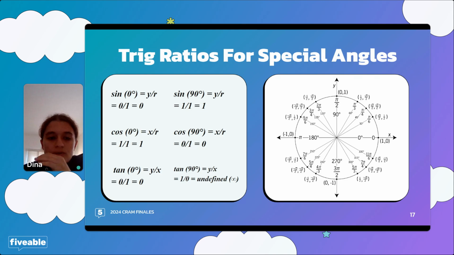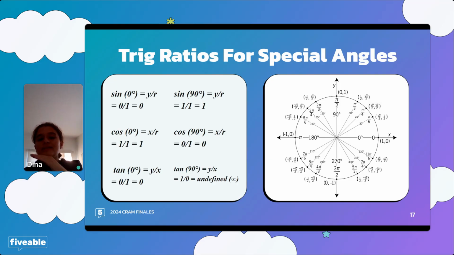So we know that at 0 degrees, the y coordinate is 0, but then the x coordinate is 1. And if 0 is in the numerator and you're dividing by some number, the result is always 0. On the other hand, tangent at 90 degrees is actually 1 over 0, because that is the y value of 1, as you can see on the unit circle, over the x value of 0. And any number divided by 0 is undefined. So if you're asked for the tangent of that angle, it's always important to remember that that's undefined.